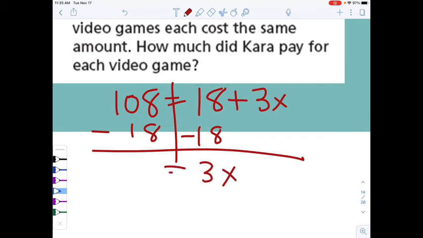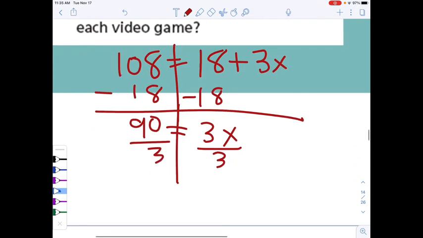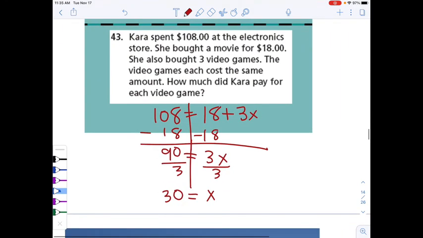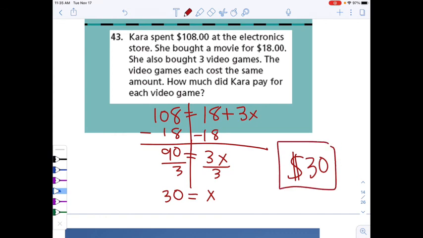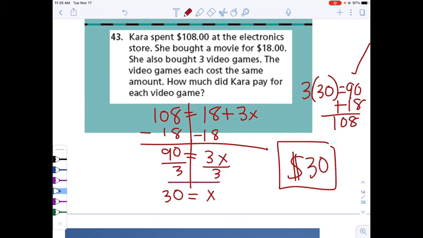So I'm left with 3x equals 90. Then I need to divide both sides by 3. X equals 90 divided by 3, 30. So each game costs $30. Then we always want to check our work. 3 times 30 is 90, and 90 plus 18 is 108, which is what we were going for. So yep, our answer works. X is $30.